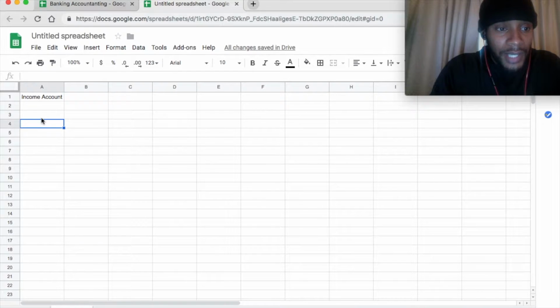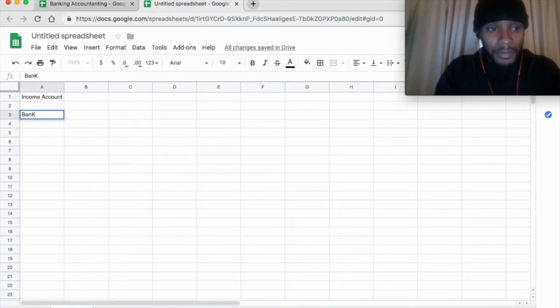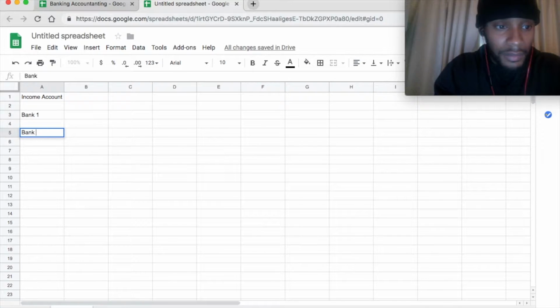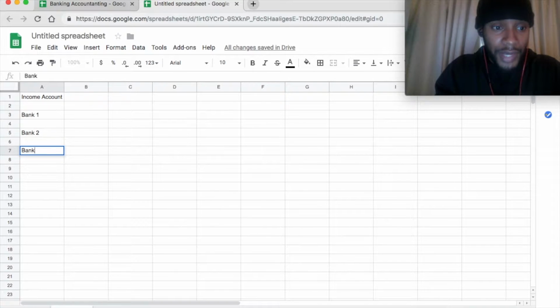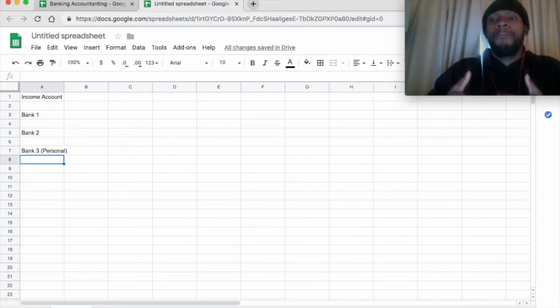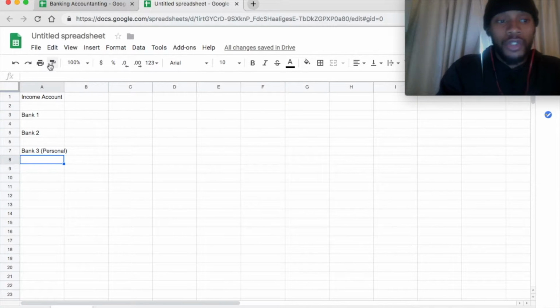All right, now let's go down to bank 1. Then we'll go into bank 2, and now bank 3. And bank 3 is going to be our personal account where we keep all our money on hand. So the personal account is where we're going to keep every single thing. This is where we keep our money on hand, the actual physical accounts, and most of your cards are going to come from your personal account here. And I'll continue to go over that here.